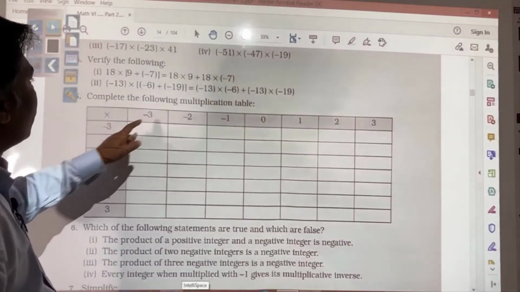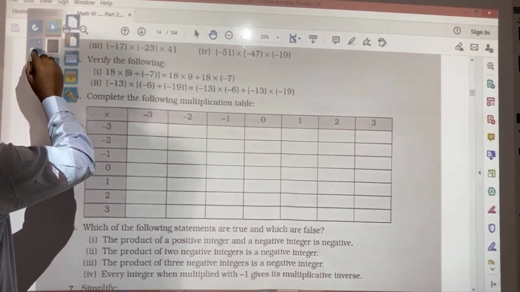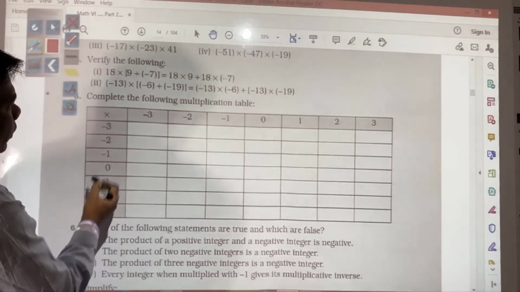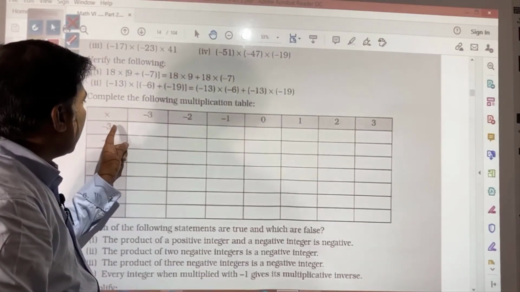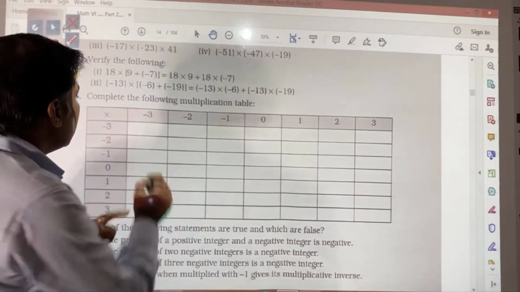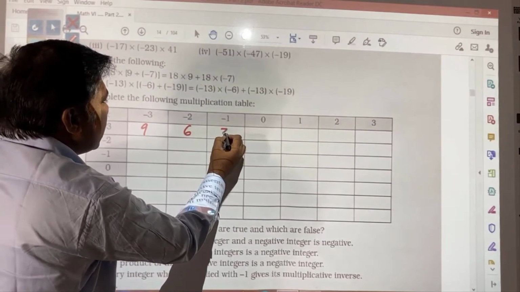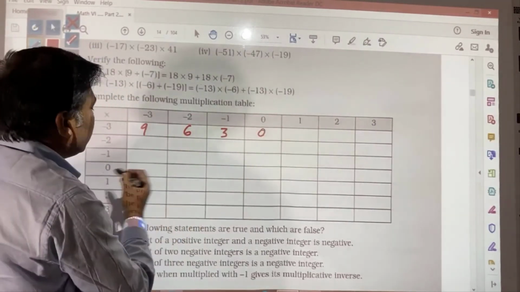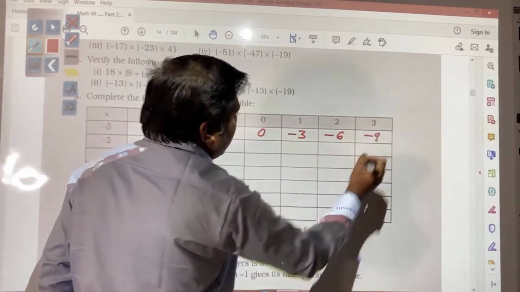Then we have complete the following multiplication table. So easy it is. Here you see minus 3 into minus 3. Positive, negative and negative. Here you see what you need to remember. If like signs are there, product will be positive. So 3 3 is 9, 3 2 is 6, 3 1 is 3, 3 0 is 0. Here negative and positive you have. So 3 1 is minus 3, minus 6, minus 9.